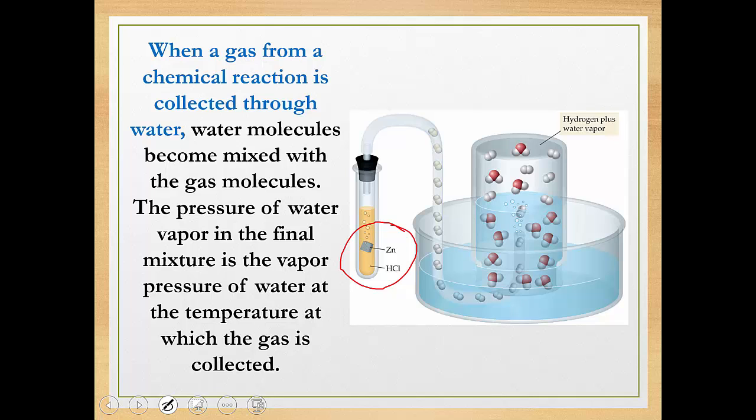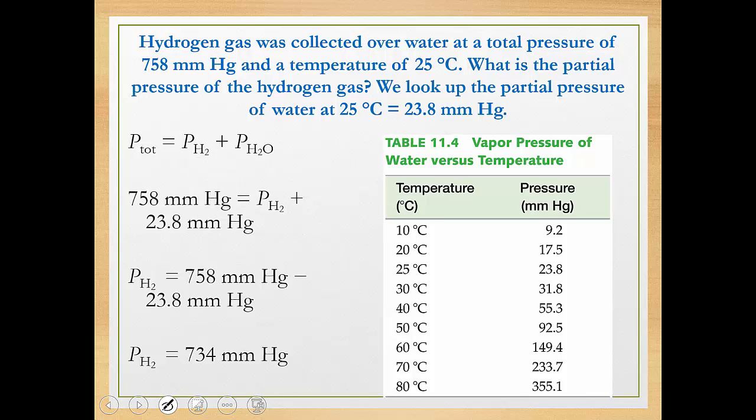Now, if we take that hydrogen gas and instead of just letting it vent to the atmosphere, we bubble it through water, the water molecules become mixed with the gas molecules. The gas dissolves into the water, and we get a pressure of water vapor over the top of that solution that is a mixture of the pressure of the hydrogen gas and the pressure of the water vapor. Okay. So how could I find the partial pressure of the gas in that system?